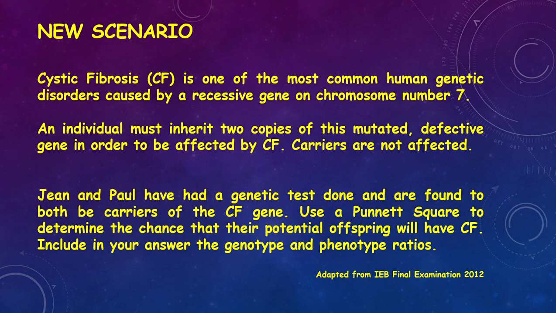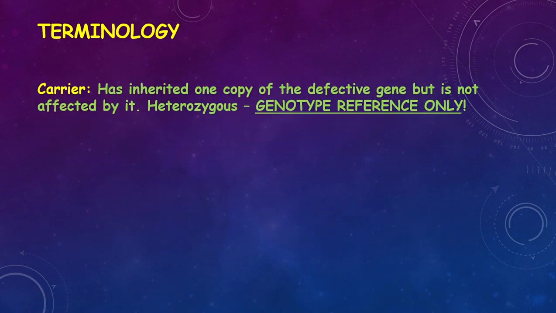So there's a couple of new terminology things that we need to focus on when we're dealing with disorders. The first one mentioned is this term carrier. What does it mean for someone to be a carrier? A carrier is someone who has inherited 1 copy of the defective gene, but is not affected by the disorder. So essentially, this individual is heterozygous. They have 1 defective copy and 1 normal, functioning copy of the gene, but they do not have the disorder.